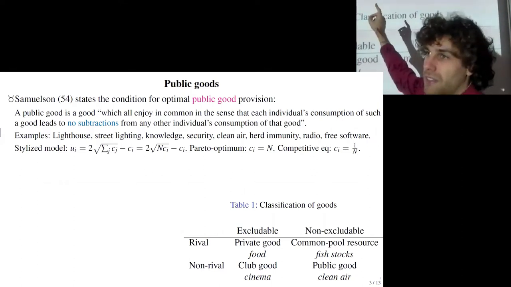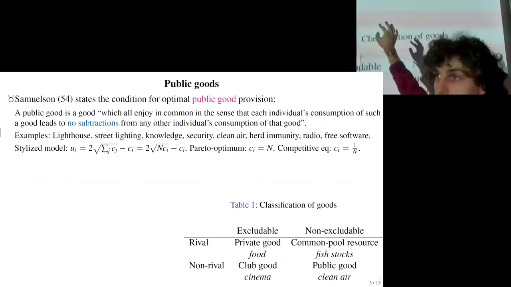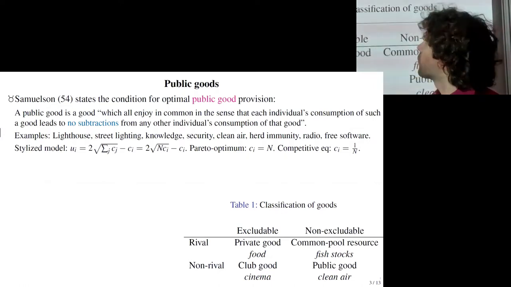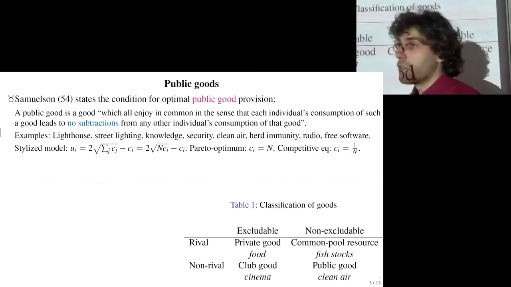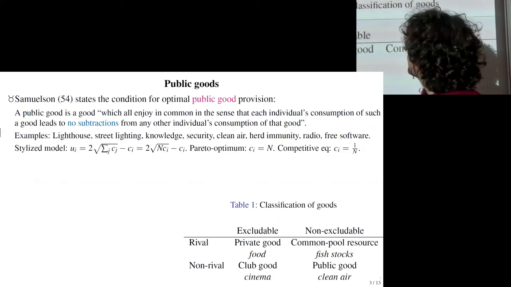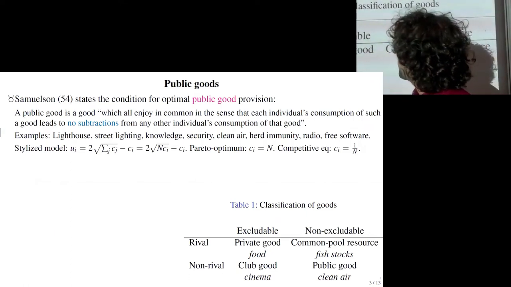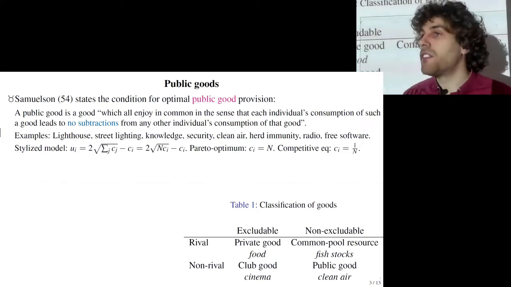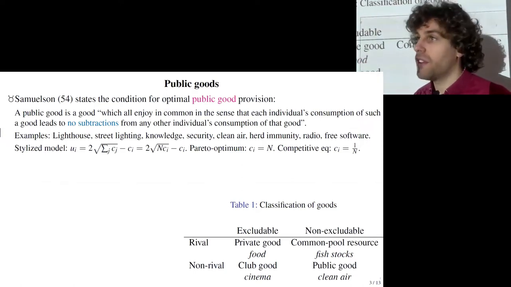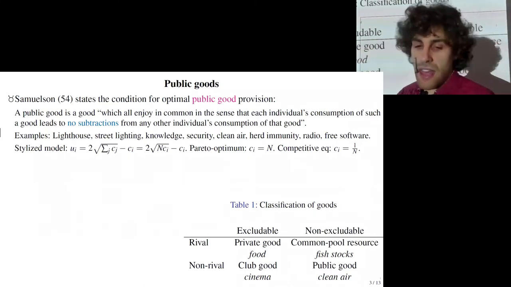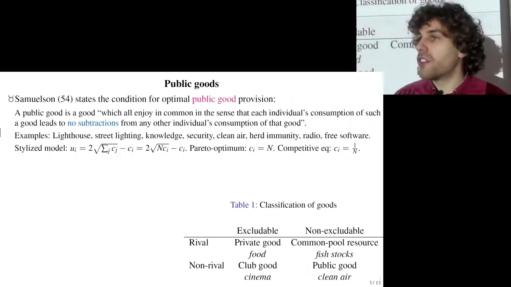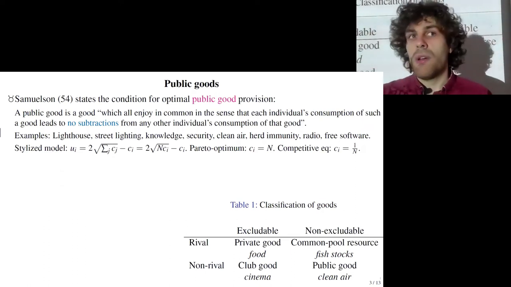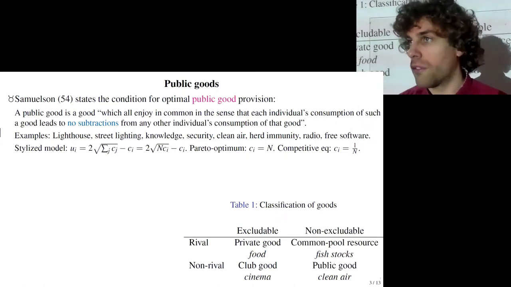But if you optimize from the point of view of the social planner, you find that the optimal contribution is n, so that the total contribution is n to the power 2. This is because the contribution of someone is not independent from the contribution of someone else in this case. And here you take into account the positive externality that the contribution of someone brings to the utility of the others.